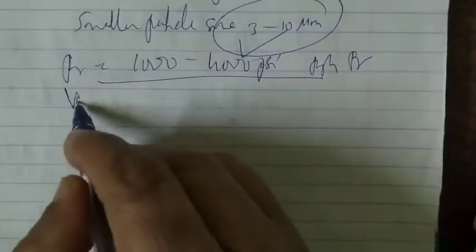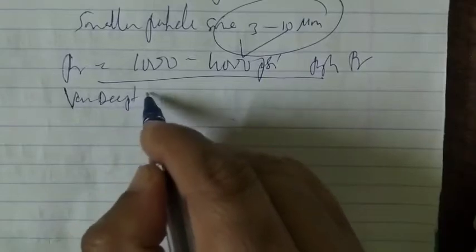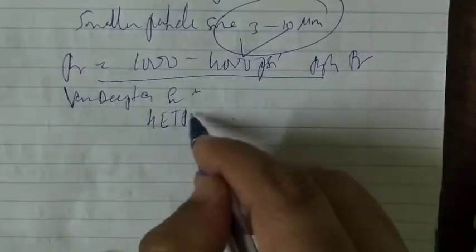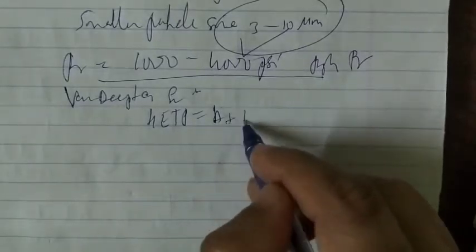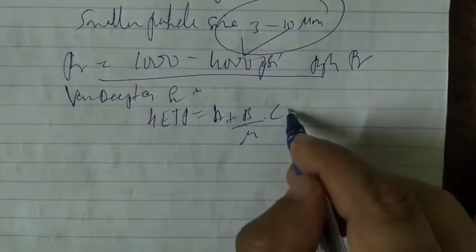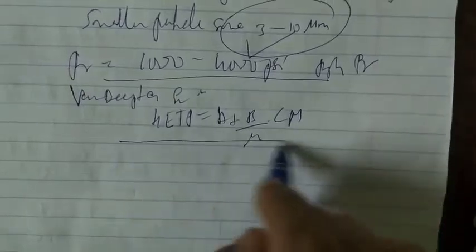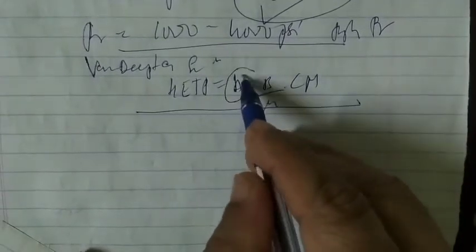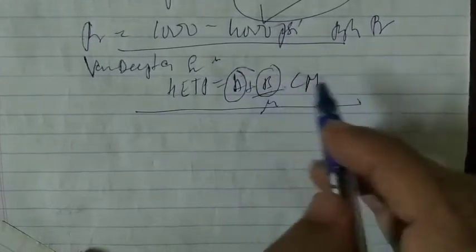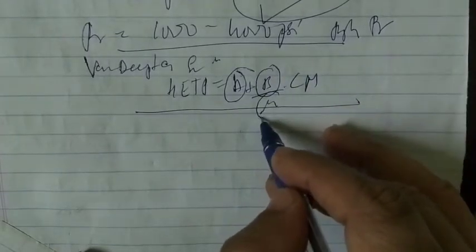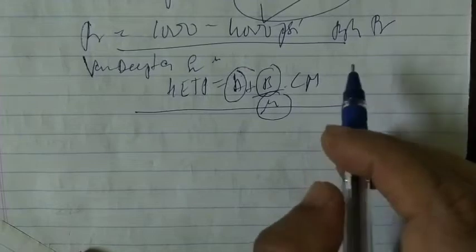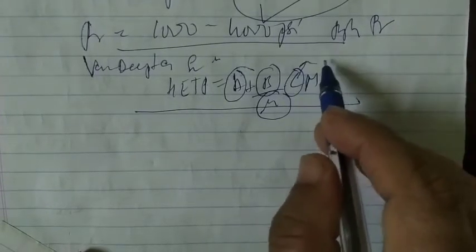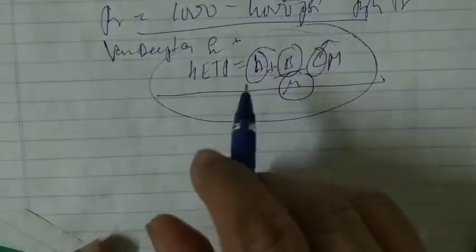According to the Van Deemter equation, which is given as you know, HETP is equal to A plus B by mu plus C mu. This is the Van Deemter equation we have learnt in column chromatography and TLC. A is eddy diffusion, B is longitudinal diffusion, mu is the flow rate of the mobile phase, and C is the mass transfer. This is what we have learnt in the previous video.